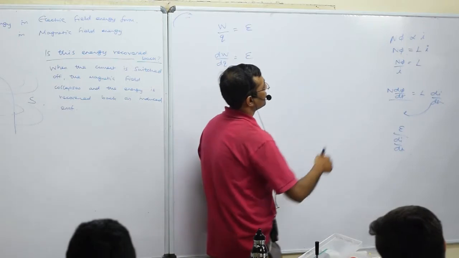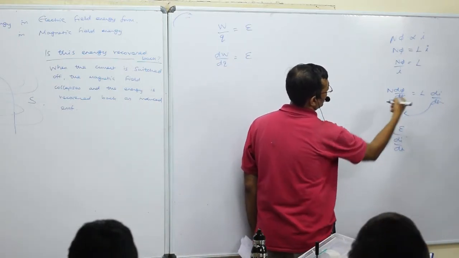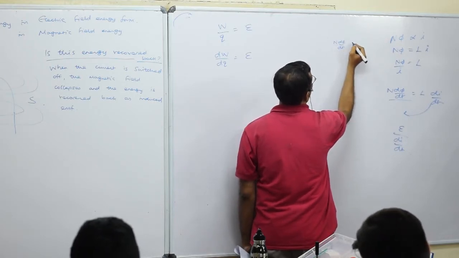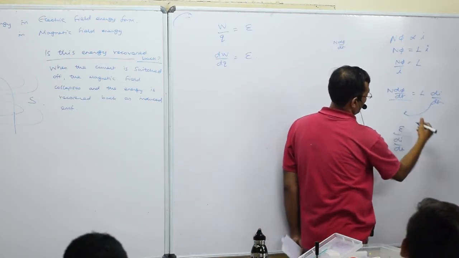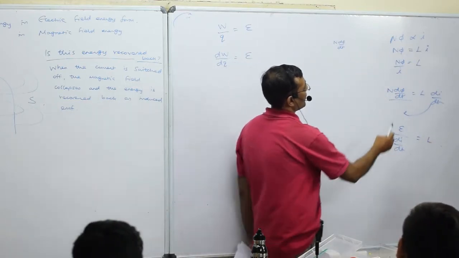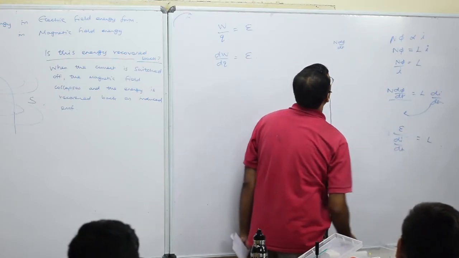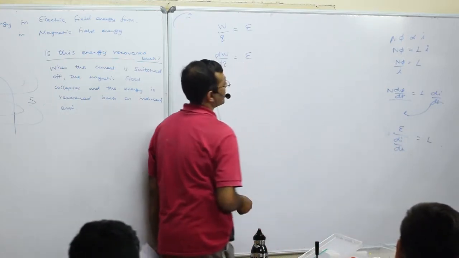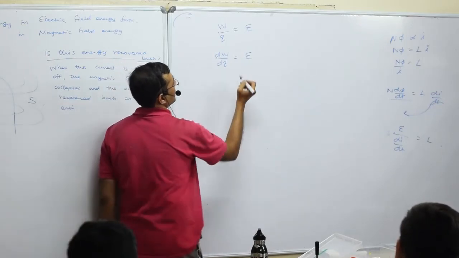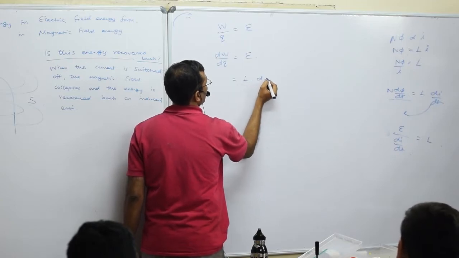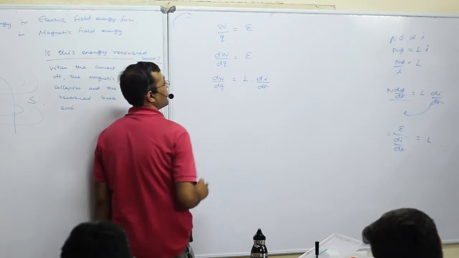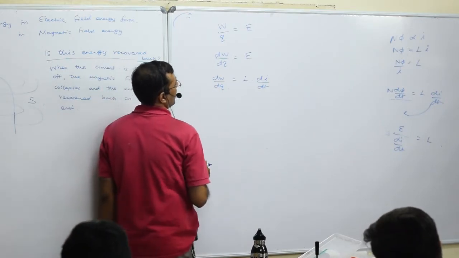But just now from your mutual induction, do you folks remember N d phi by dt? We said this is equal to L, which is what we did in our self-induction derivation. So if I want E, what can I do? L into di by dt. In place of E, I am going to put L into di by dt in dW by dQ. L is a constant.